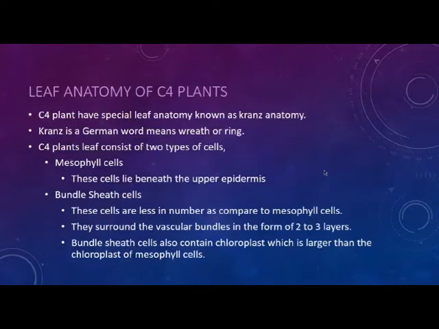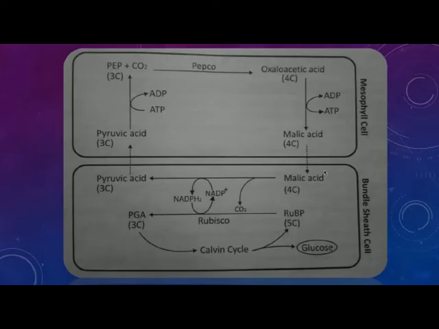Here you can see step 3, that malic acid is entering the bundle sheath cells from the mesophyll cells. The malic acid is losing carbon dioxide. Malic acid is a 4-carbon compound, and when it is losing carbon dioxide, it changes into a 3-carbon compound, pyruvic acid.